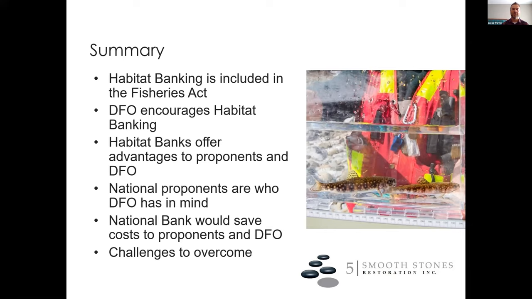So the national bank, if we only have to set up one banking arrangement, and then sub-accounts can be developed under it, there's an initial cost to developing that arrangement, but it doesn't need to be developed for each subsequent bank or each additional project. And so there are some cost savings and effort savings once we develop a national bank. And as mentioned, there are some challenges to overcome, but we can work on those.